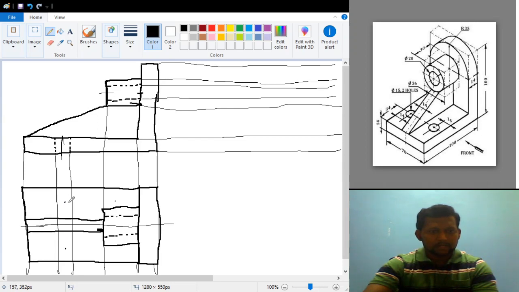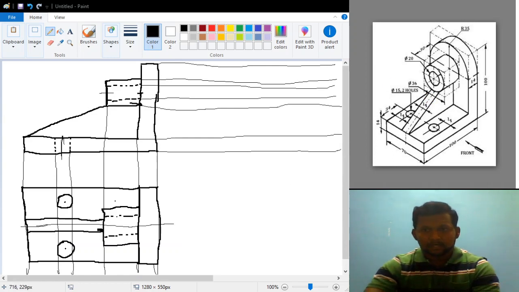So these two circles are on the same line. So what is the diameter of the circle? The diameter of the circle is 15. Okay, so by taking 7.5 mm on the compass, just try to draw two lines like this which completes the top view. Okay, so now the top view is completely done, along with dotted lines, everything.